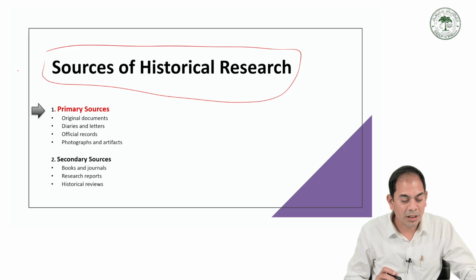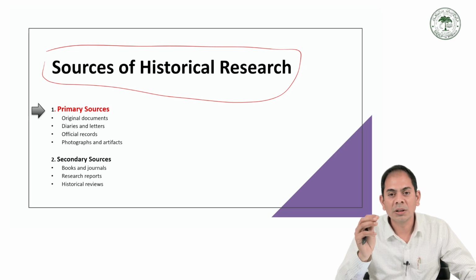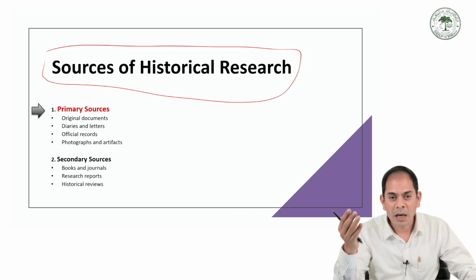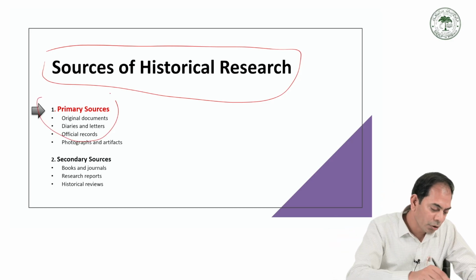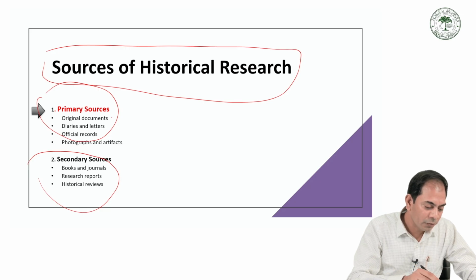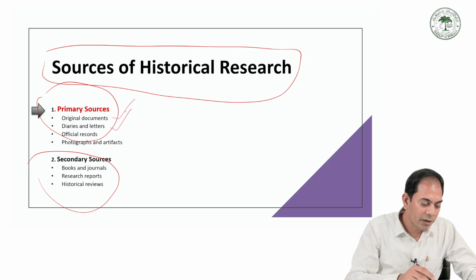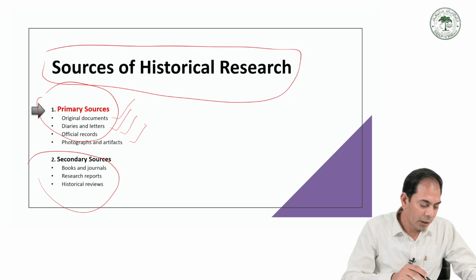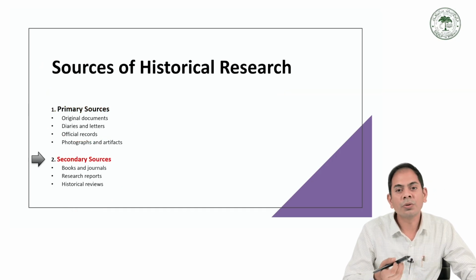Here we will discuss the sources of historical research. An important thing in historical research is data and information that researchers collect from the past, which may come from primary sources and secondary sources. Primary source data depends on original documents, diaries, letters, official records and photographs. Next is the secondary source of data.